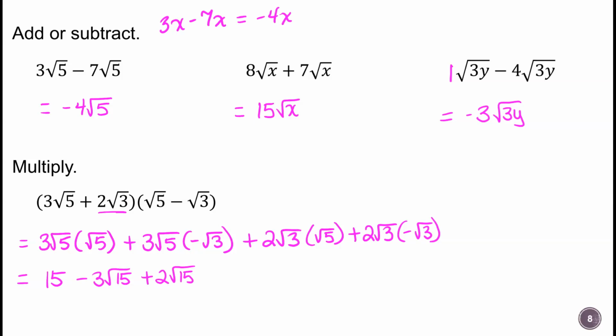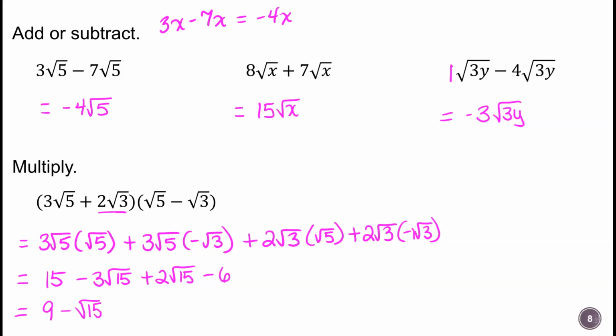And then last, I'm going to have negative 2 times 3. Negative 2, right, because that's a negative 1 times 2. And then radical 3 times radical 3 equals 3. So negative 2 times 3 is negative 6. Now I do have some like terms. I have 15 and negative 6. And I have negative 3 and 2. So that would be negative 1 times the square root of 15.